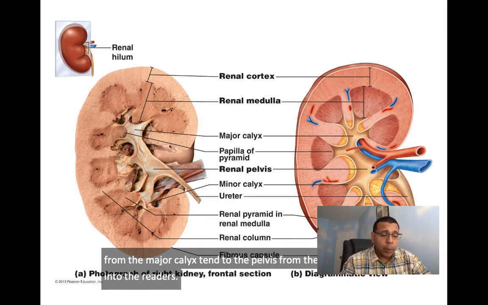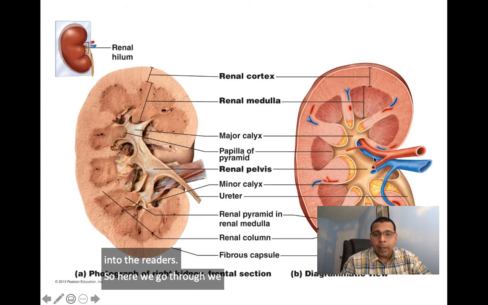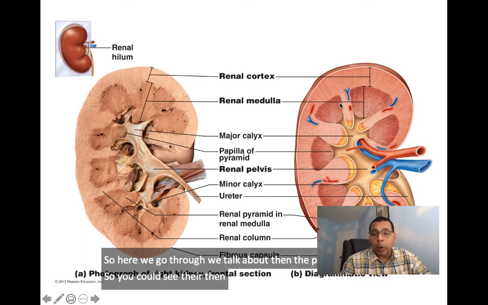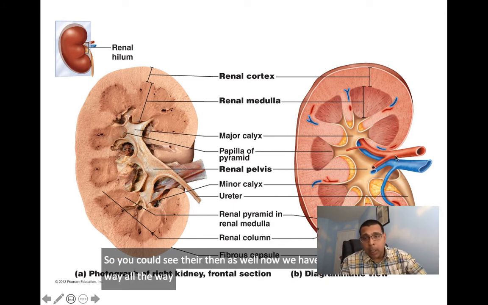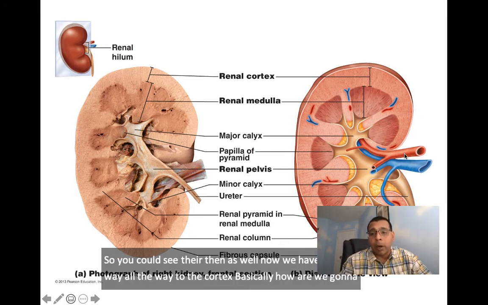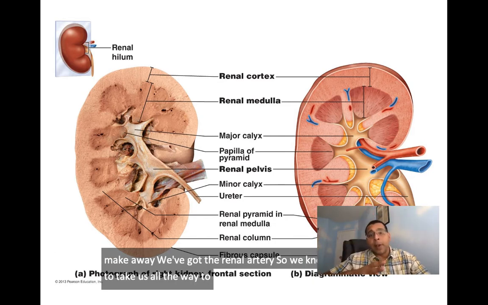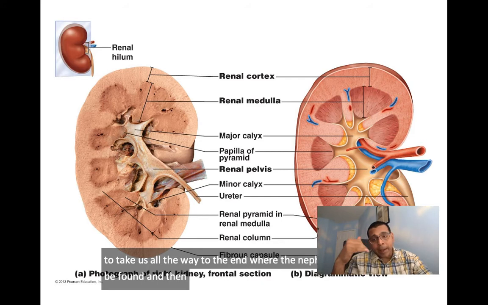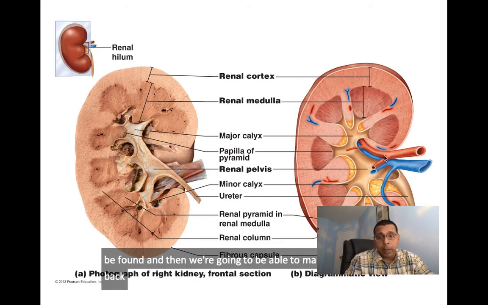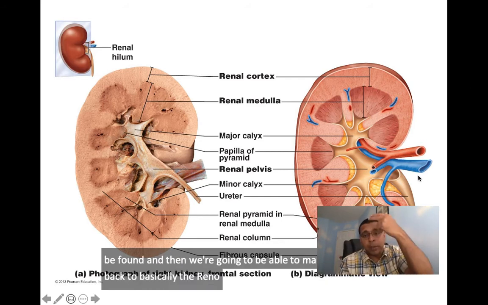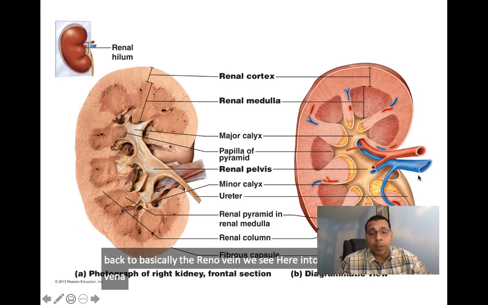So here when we go through and we talk about the pelvis, so you could see there then as well. Now, we have to make our way all the way to the cortex, basically. How are we going to make our way? We've got the renal artery. So the renal artery is going to take us all the way to the end where the nephron is going to be found, and then we're going to be able to make our way back to basically the renal vein we see here and into the inferior vena cava and back into our circulation.